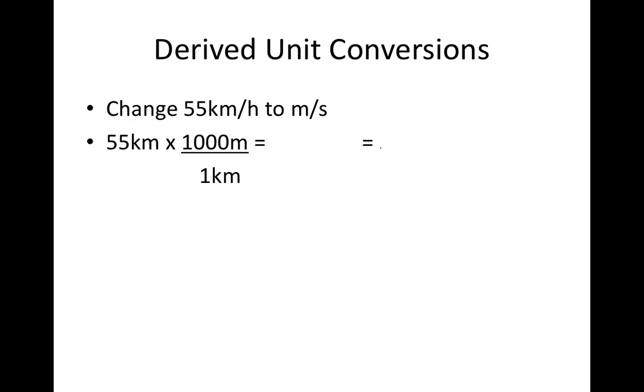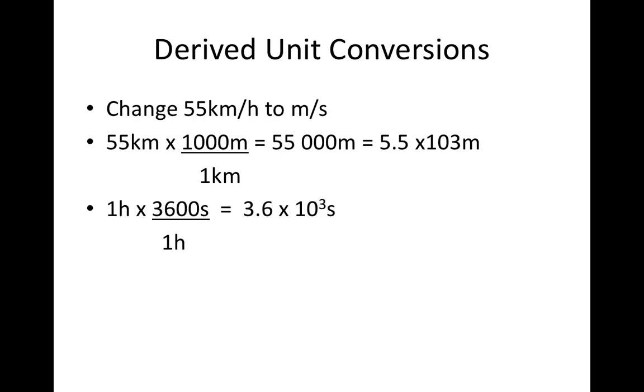Okay, lastly, we're going to talk about derived unit conversions. This is also a review from Physics 11. We're going to change 55 kilometers per hour to meters per second. So the first step is to change 55 kilometers into meters, and we get 5.5 times 10 to the power of 3 meters. The second step is to change hours into seconds by multiplying by 3,600, and we get 3,600 seconds. And then we simply divide meters by seconds to get 15 meters per second.